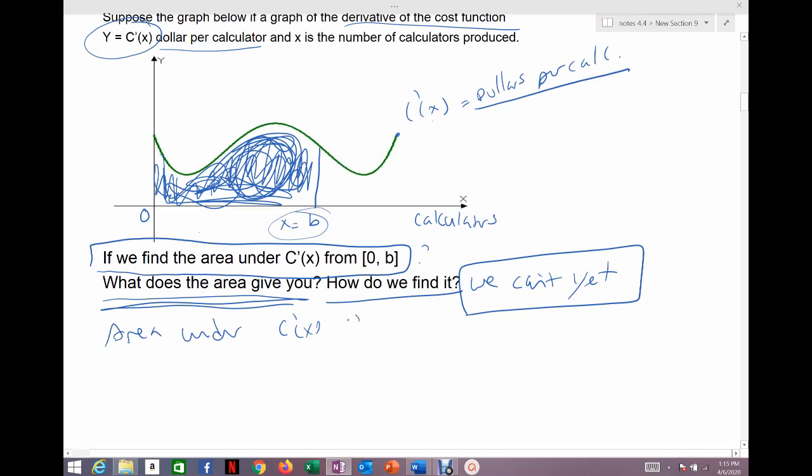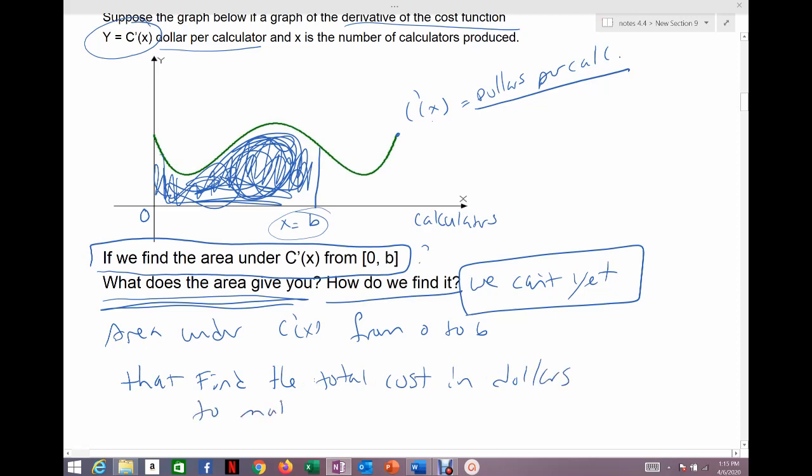under the derivative of the cost from 0 to b, if you can read that, from 0 to b, that will tell me the total cost. That will find the total cost in dollars to make b calculators. All right, that's what that area is. If I find this area, this would give me our total cost.